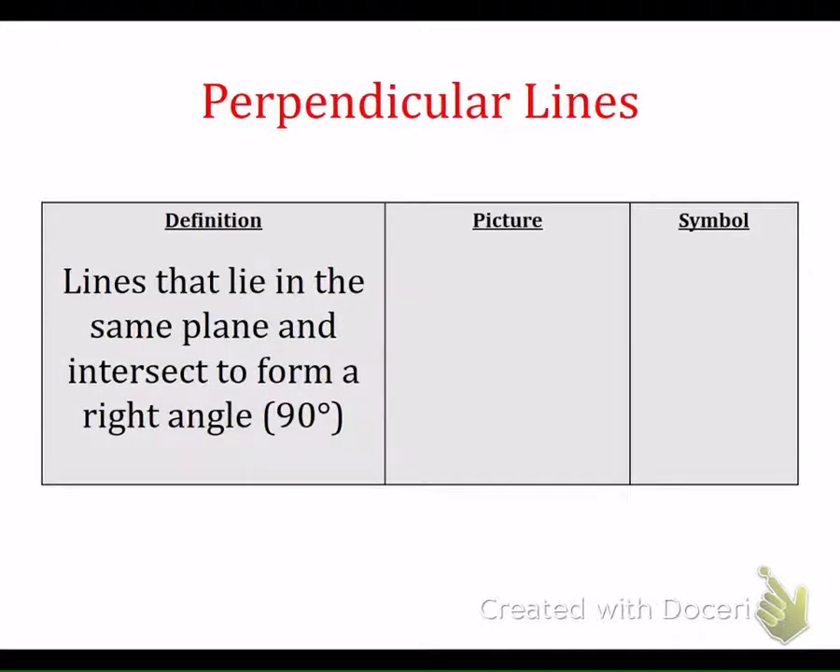So perpendicular lines are lines that lie in the same plane and intersect to form right angles. So in a picture, we've seen this before, it's the little box. That means that that's a right angle, which means that the lines are perpendicular. And then there's also a symbol for this one. It always reminds me of an upside down capital T. So that would mean that line M is perpendicular to line N.